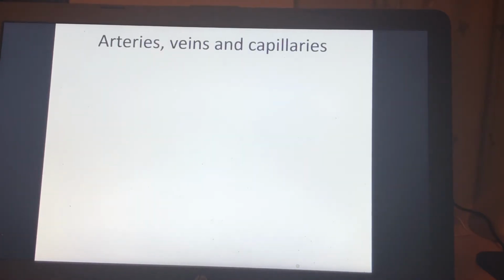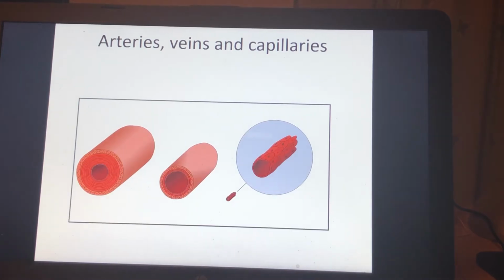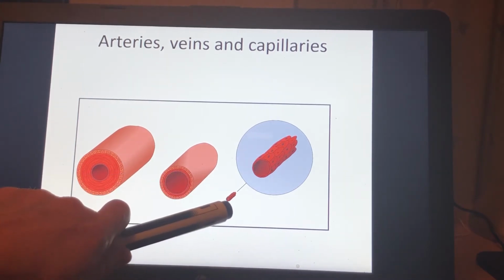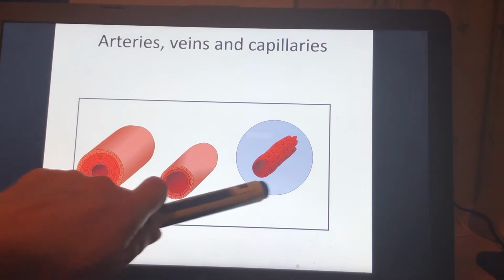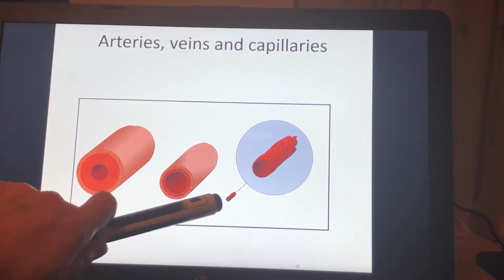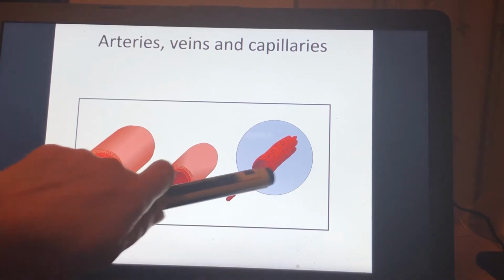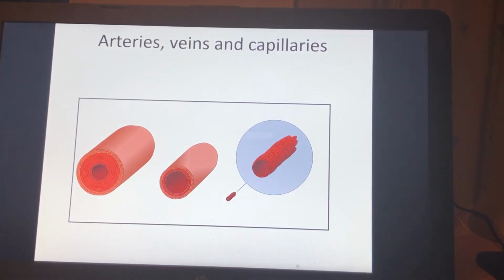So let's go back to arteries, veins and capillaries. If you were to cut through an artery, a vein and a capillary, they would look a bit like that. Now the capillary is tiny, and so that would be it more or less drawn to scale. In fact, it would probably be much smaller than that, but it's drawn a little bit bigger so you can see the detail there.